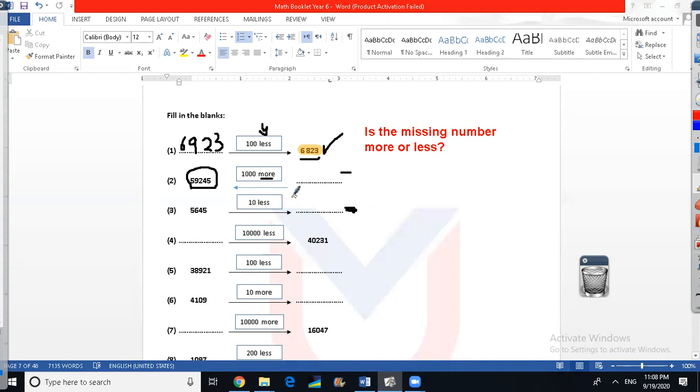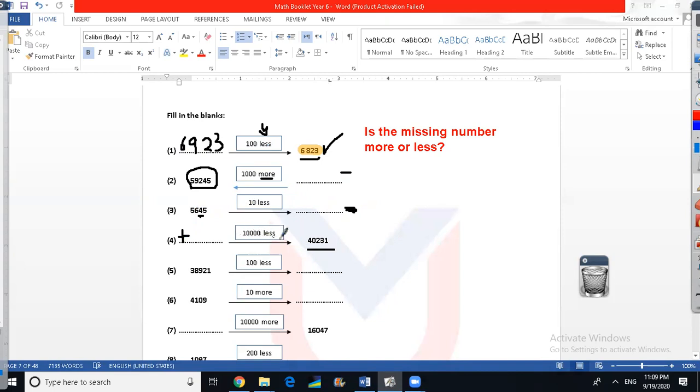So as you see, guys, it's not that we're doing the opposite. When it was less, we added; when it was more, we subtracted. No. You look at the missing number to know if it is less or more. Here, the arrow says the missing is less. Then we're going to subtract 10 from the tens, so it's going to be 5,635. All right, question number 4. The arrow is pointing at this and saying that it is less. Then the missing is more. Do you guys understand how it goes?